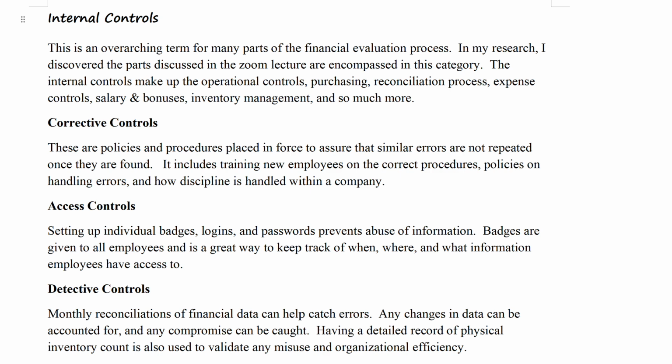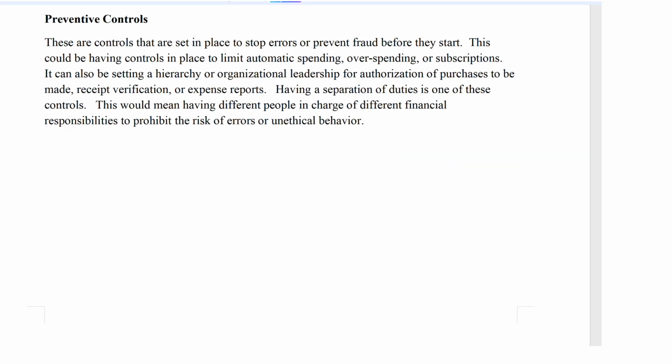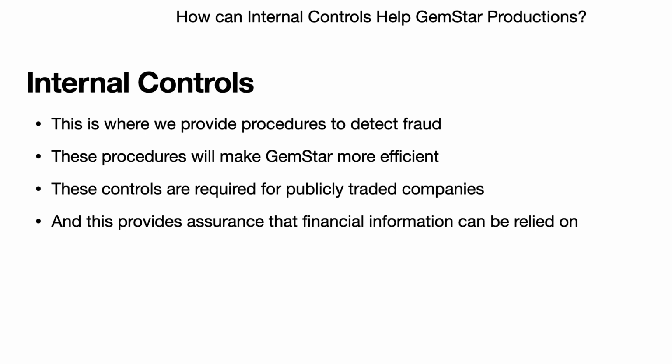There are preventive controls, corrective controls, access controls, and detective controls. In the next slide, I'm going to go over them just briefly. How can internal controls help GemStar Productions? Internal controls are where we provide procedures to detect fraud. These procedures can help make GemStar more efficient. They are required for publicly traded companies, and it just helps assure financial information can be relied on.